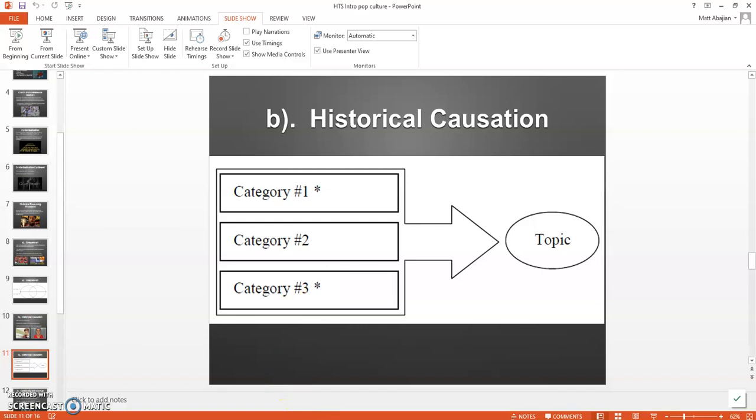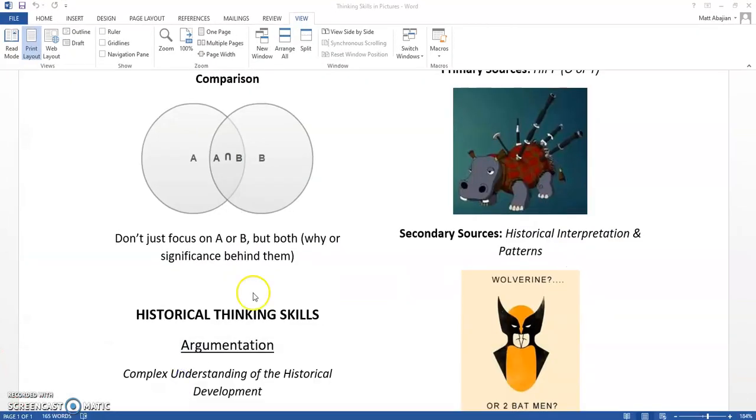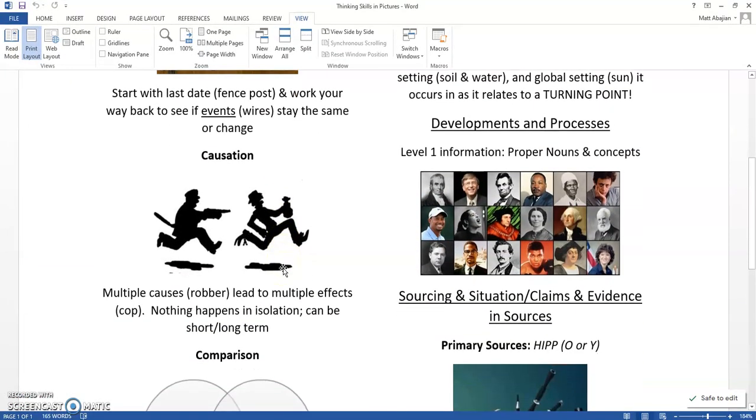In this case, for a historical thinking skill with causation, you're going to be ranking them based off that topic. If I'm going back, by the way, to the visuals that I have here, I want you to think cop, robber. There's multiple causes why the robber led to the effects with the cop chasing him. Keep in mind, nothing happens in isolation. It can be either short-term or long-term when it comes to causation.